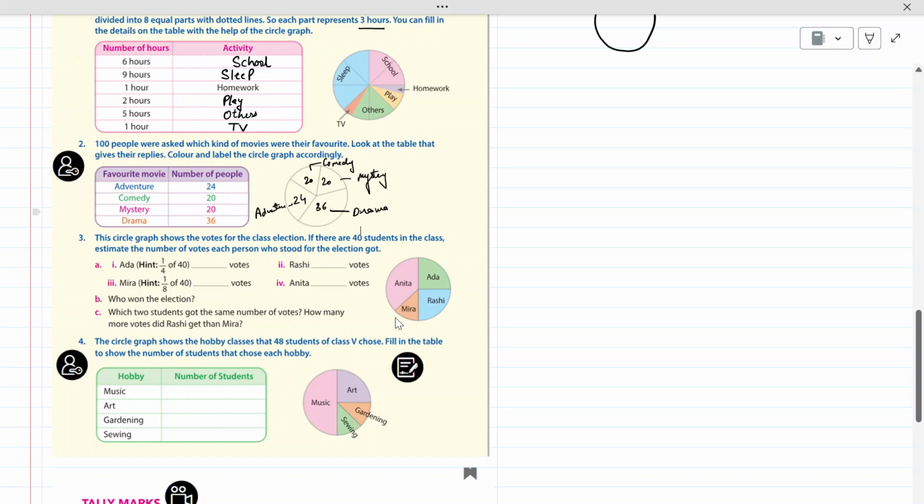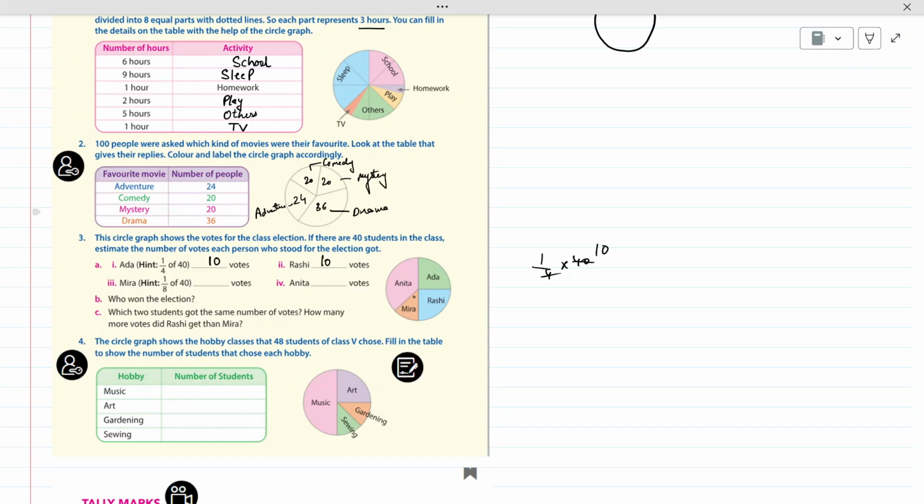Ada has got 1/4 of 40. We can see here that this is 1/4 of a circle and the total circle represents 40. So Ada has got 1/4 of 40, that means she has got 10 votes here. Now coming to Rashi. She has also got the same number of votes because it is also showing the next 1/4 of the circle. So she has also got 10 votes here.